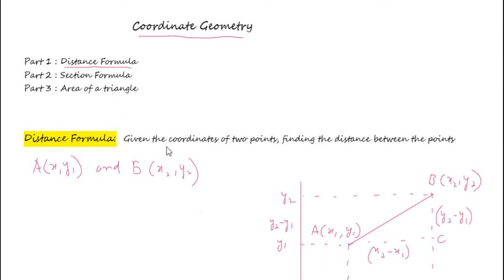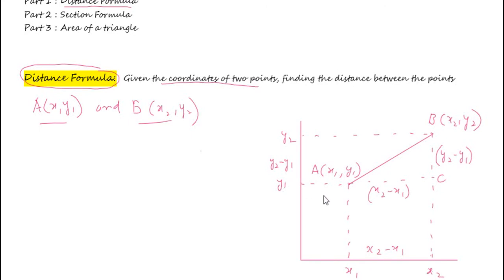Now given the coordinates of 2 points A and B, A point is x1 y1, B point is x2 y2. Now finding the distance between the 2 points, we will have a formula for that, that is known as distance formula. Let us take this example.